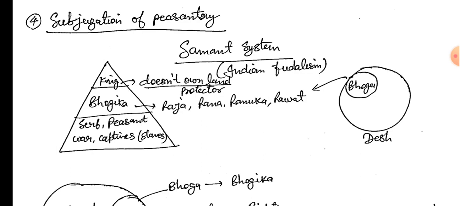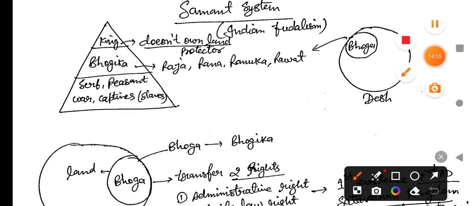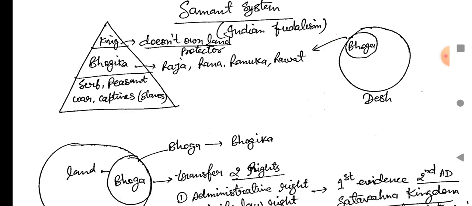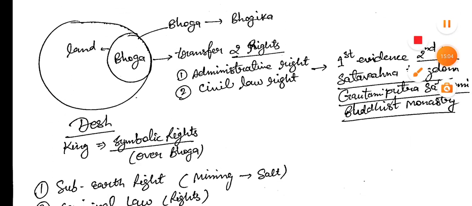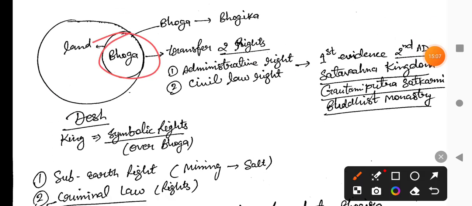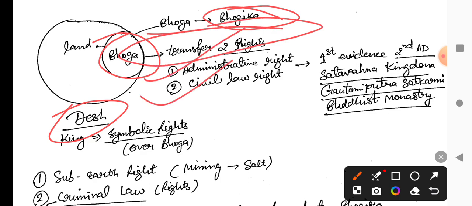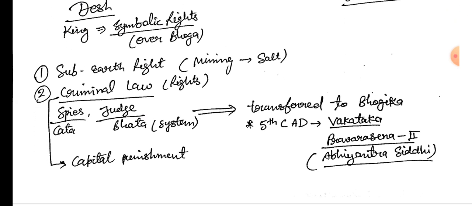Bhog is the smallest unit of a desh, that means a kingdom. You can see here this is the bhog, the smallest part of the desh. Bhoga means the area controlled by the bhogik. Transfer of rights means administrative rights and civil law rights. These are two criminal laws.